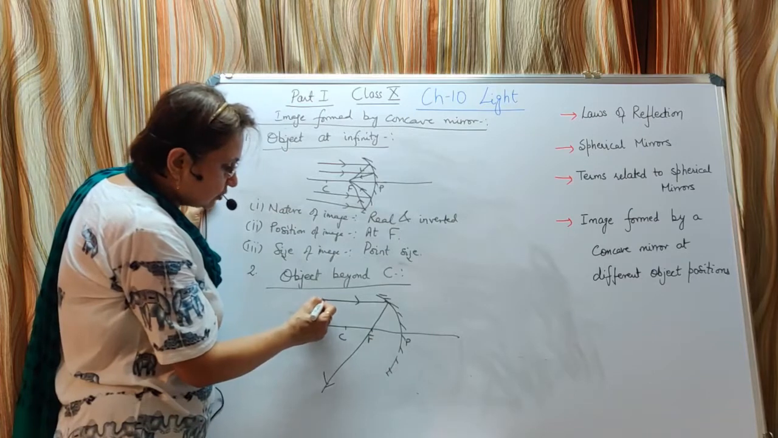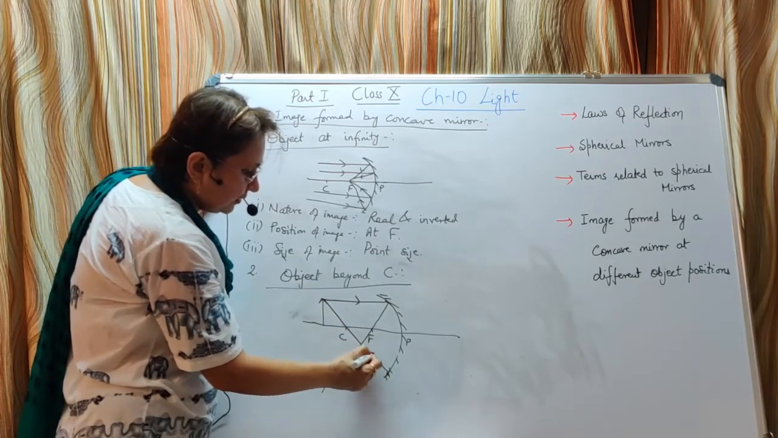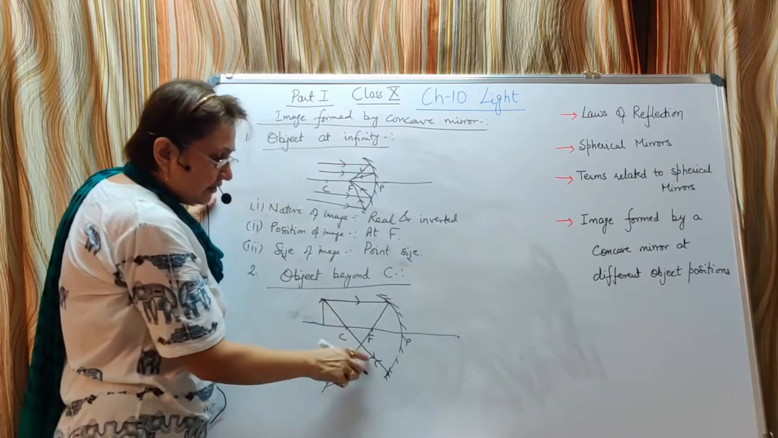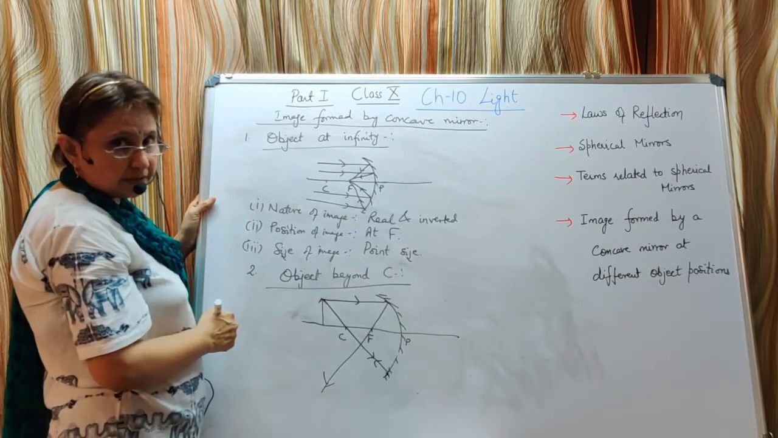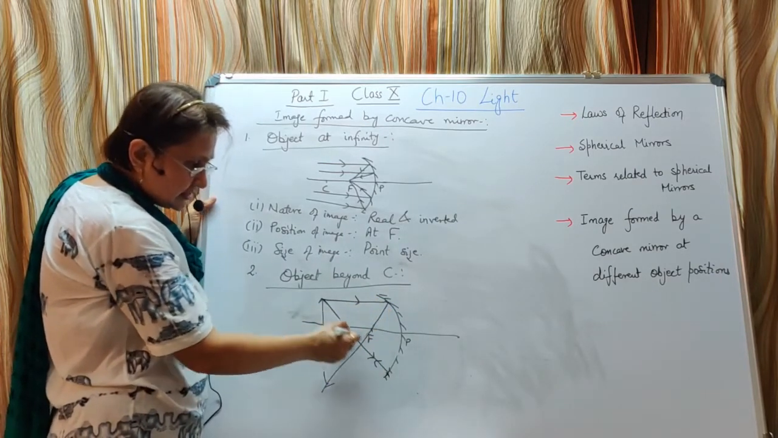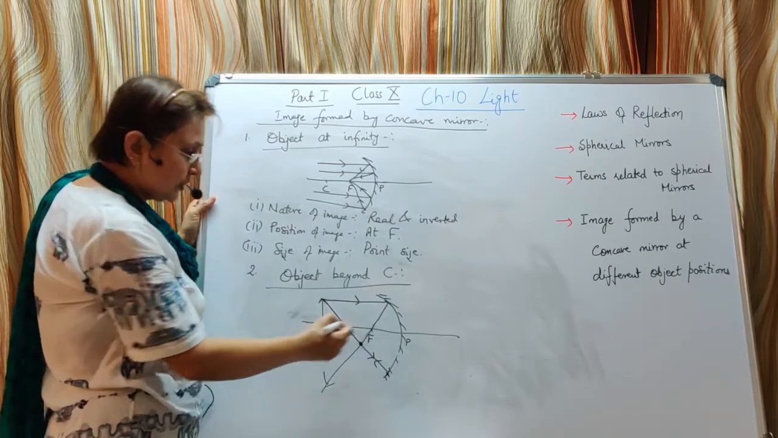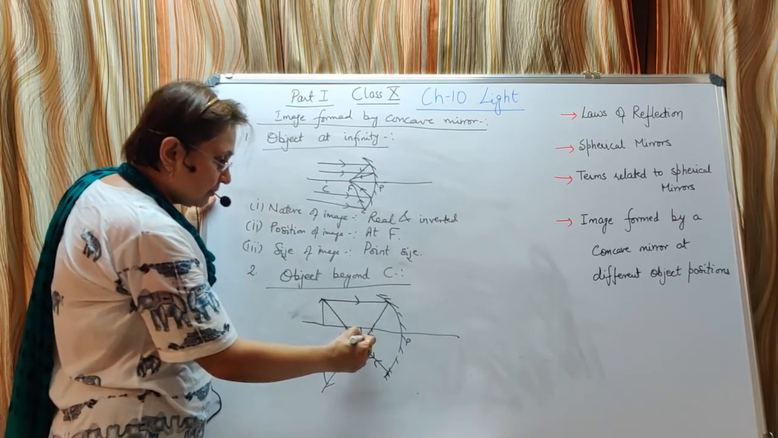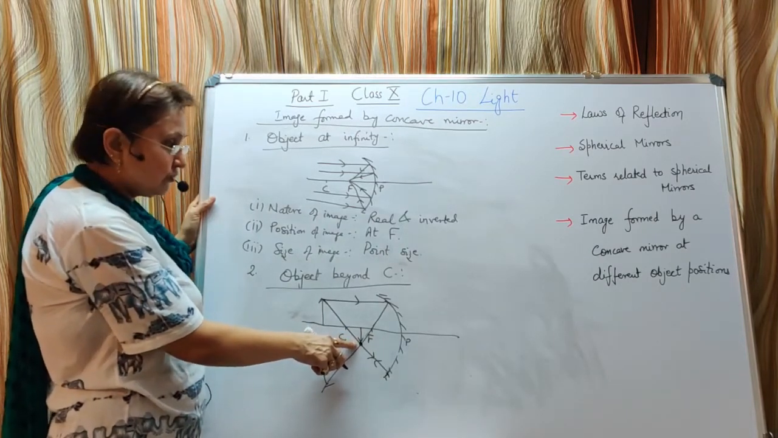Let us pass it through the center of curvature, and we know that whenever a ray of light passes through the center of curvature, it is reflected back along the same path. So this is one of the reflected rays, this is the other reflected ray. The two reflected rays are meeting at this point. So the image is formed here. Wherever the reflected rays meet, the image is formed.